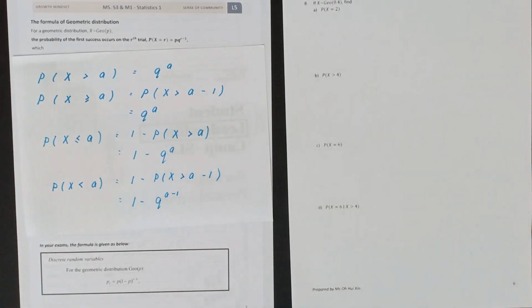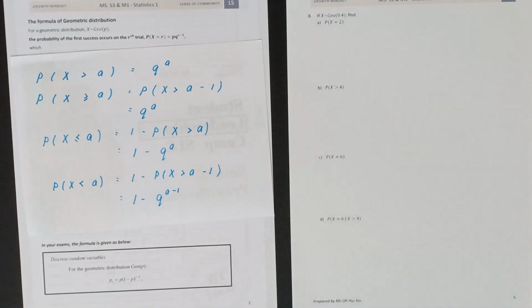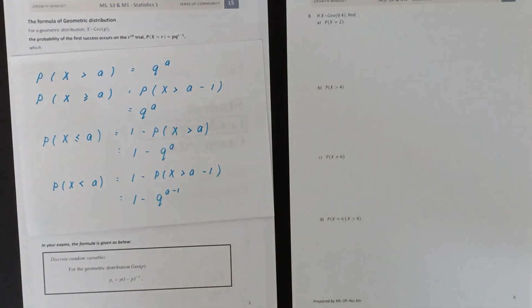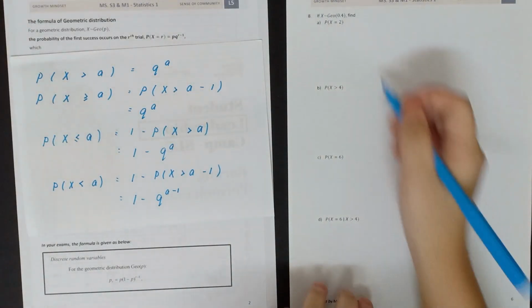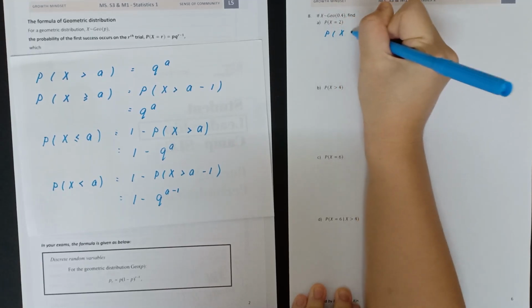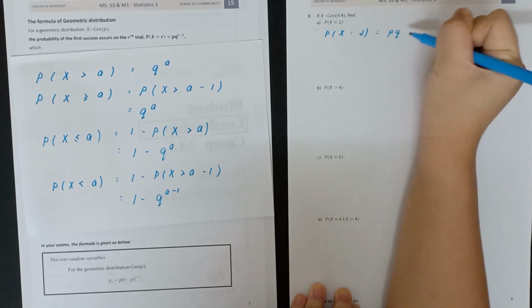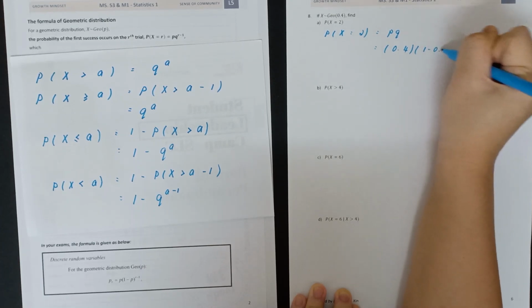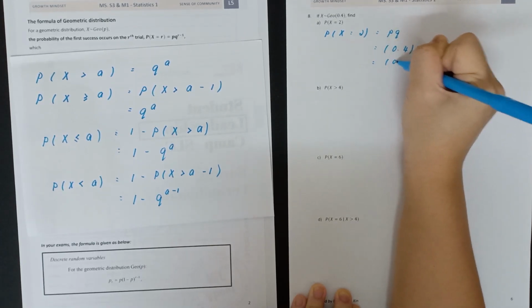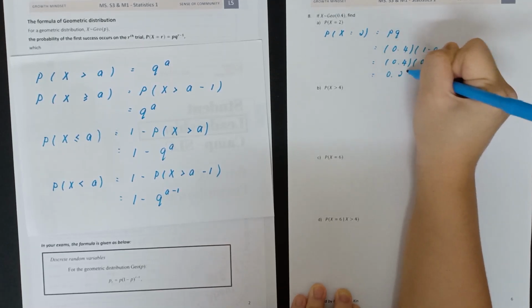Okay, last question. The same thing, if x is a geometric distribution with p 0.4, then find the probability x equals to 2. First success on the second time means you get 1 success, 1 failure. So that's 0.4 times 1 minus 0.4, which is 0.4 times 0.6, which gives you 0.24.